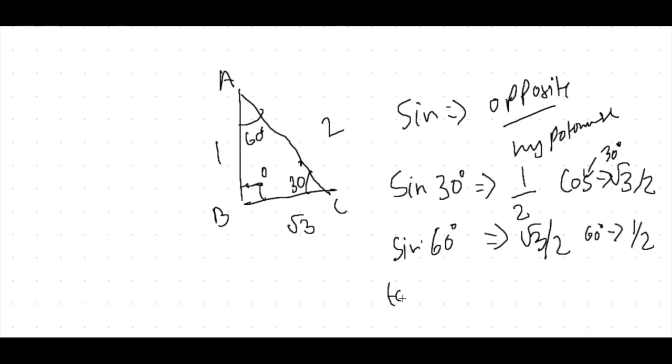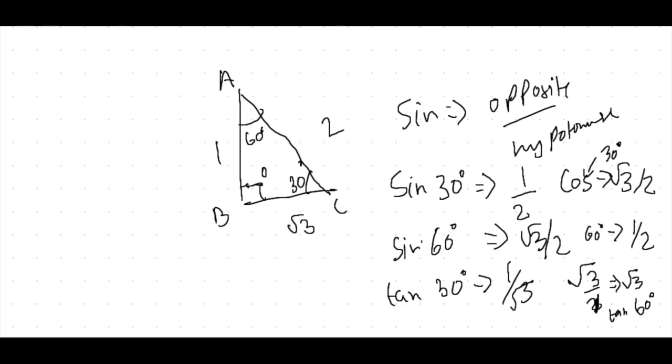And for tan, tan 30 is opposite by adjacent side, so that's 1 by root 3, and tan 60 would be root 3 by 1, or you can write it as root 3.